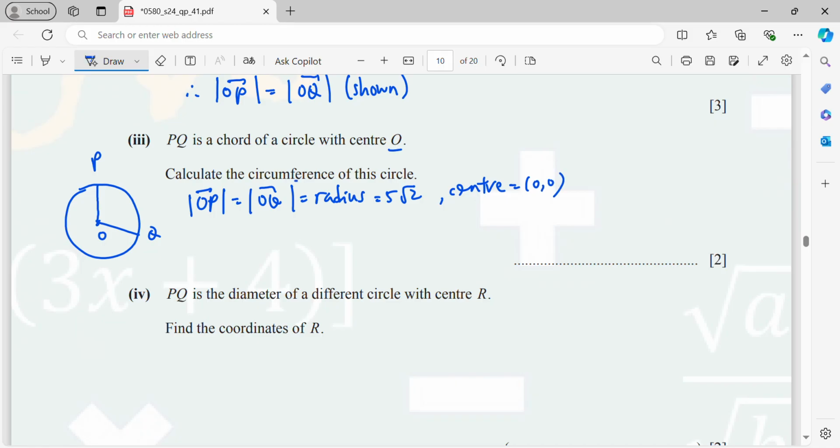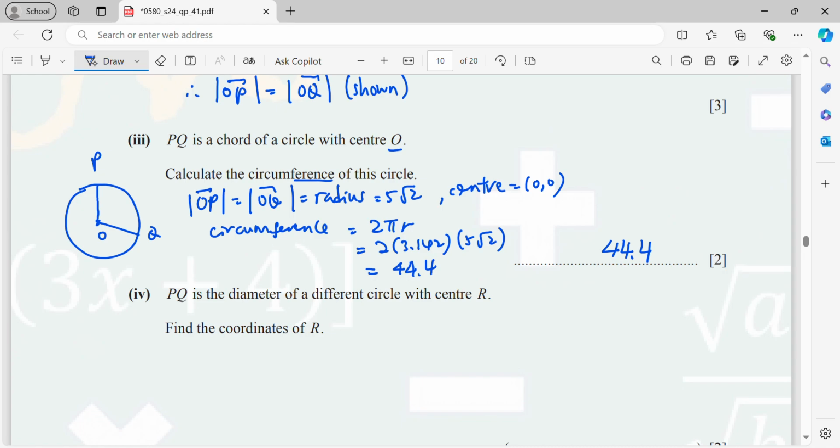Now calculate the circumference of this circle, which means you need to find out what this part is. This is the circumference. So the circumference is basically 2 pi r. Your r is 5 root 2. So it will be 2, the pi you can change to 3.142, then the r is 5 square root 2. And now when you calculate, that is going to be 44.4. So this is the circumference of the circle.